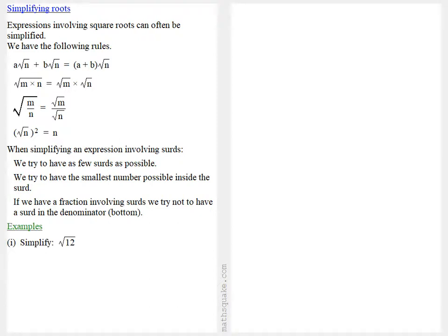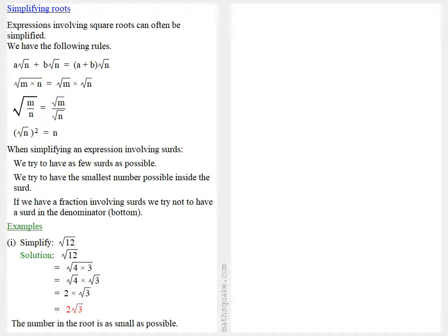If we want to simplify the square root of 12, we notice the square root of 12 can be written as the square root of 4 times 3, which is the square root of 4 times the square root of 3, and the square root of 4 is 2. So we're left with 2 root 3. In this case, the number in the root is as small as possible.